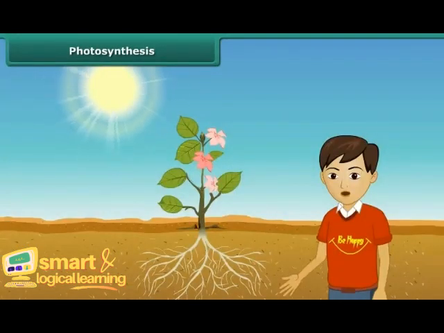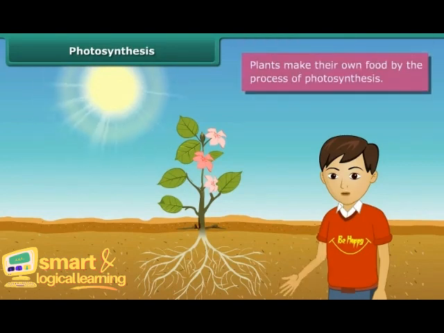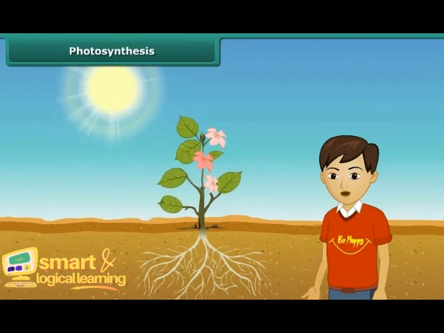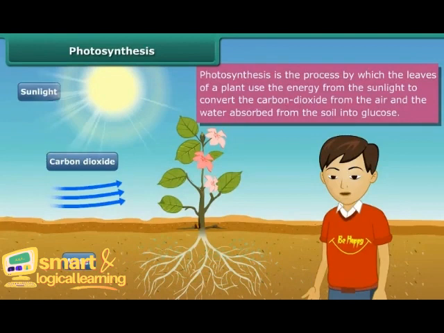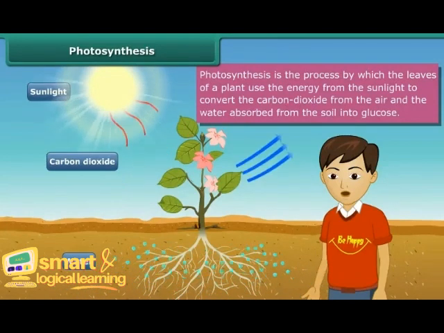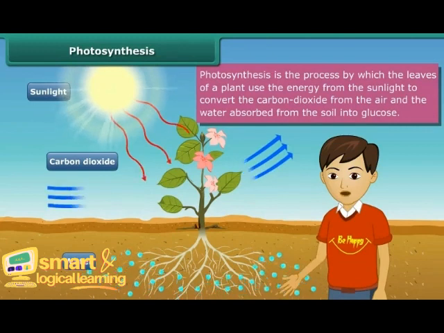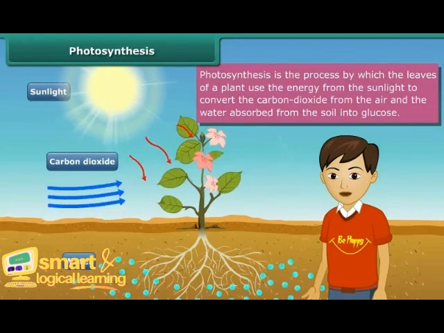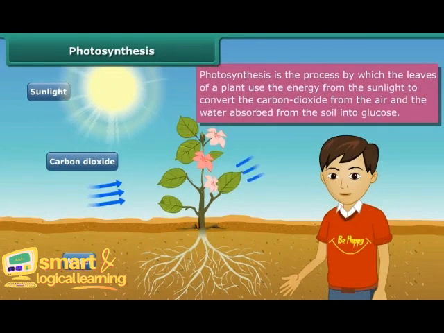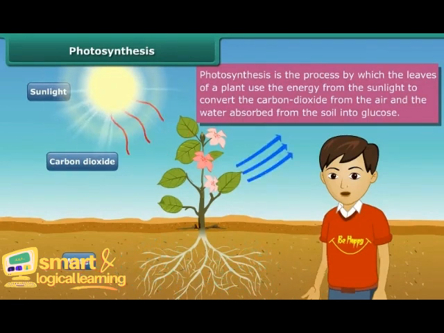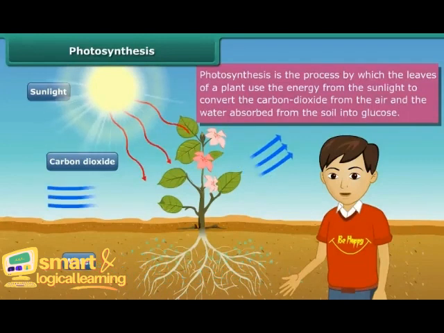Like animals and human beings, plants also require food for their survival. However, unlike animals and human beings, they can make their own food by the process of photosynthesis. This process takes place in the leaves of the plant. In this process, the leaves of a plant use the energy from the sunlight to convert the carbon dioxide absorbed from the air and the water absorbed from the soil into glucose. The food prepared by leaves is then transported to the different parts of the plant.